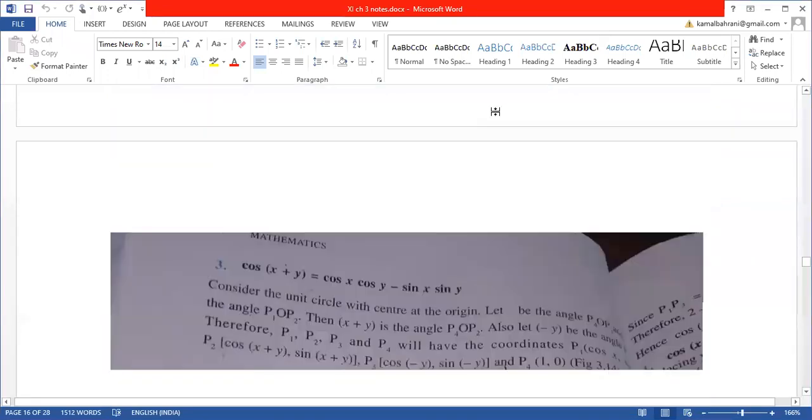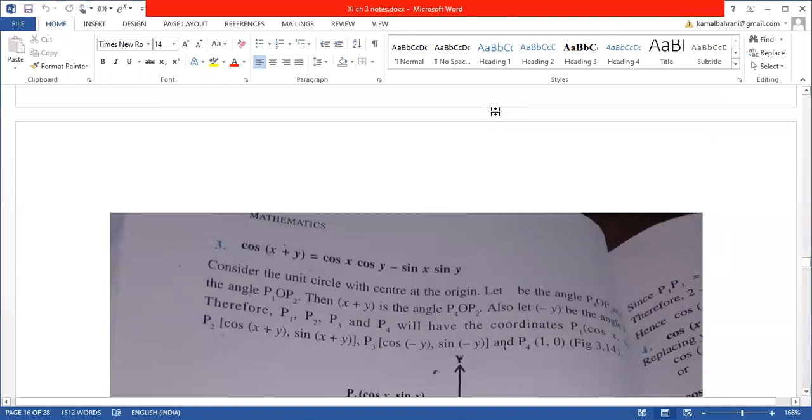Next topic is your formulas of trigonometry. So many formulas you will get. On the basis of them, you have to prove identities, like you have proved some identities in your 9th, 10th class also, no? You were using only 3 identities: sine square x plus cos square x is equal to 1, 1 plus tan square x is equal to sec square x, and 1 plus cot square x is equal to cosec square x. These identities you were using earlier.